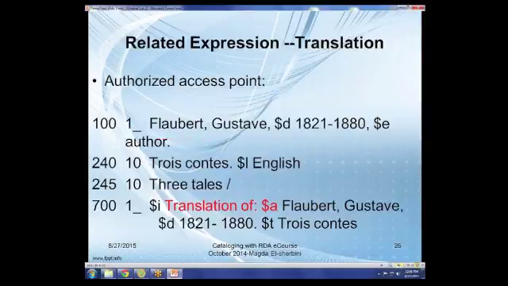So here's an example of another way to do this. Gustave Flaubert, a French author. We have field 240, which contains the title of the work as it originally appeared in its native language, with the language that it is now being published in. 245 then contains the title as it appears on the cover page, Three Tales by Gustave Flaubert. And then down here in 700, it adds this translation of, and then repeats the information here.